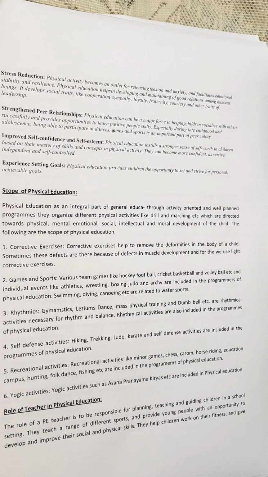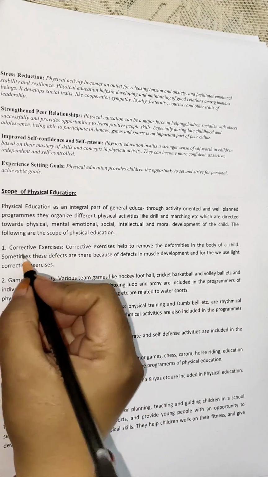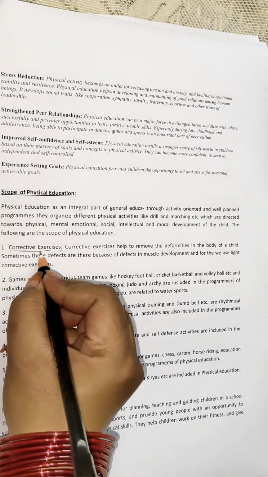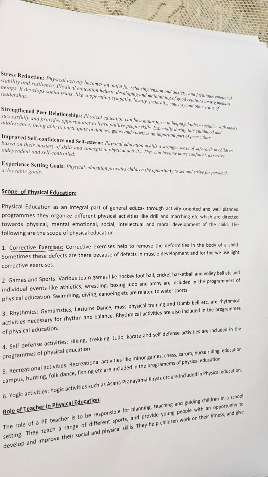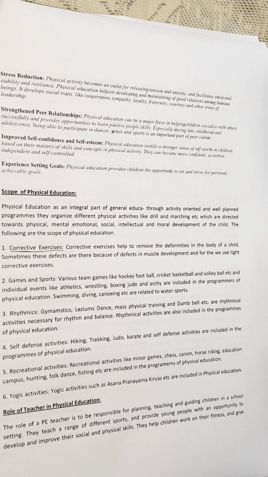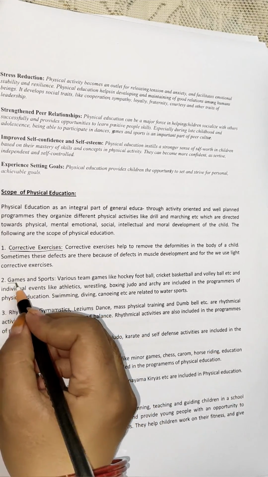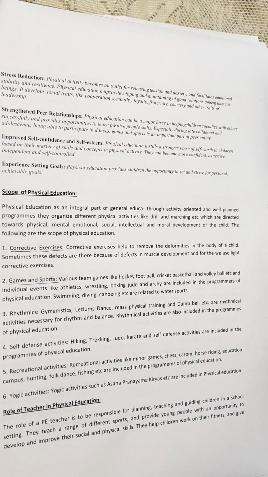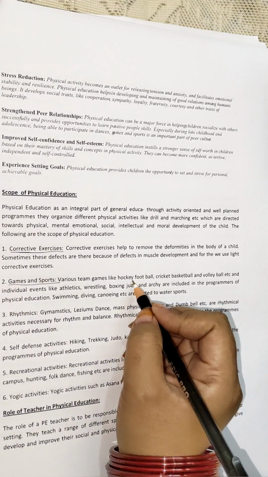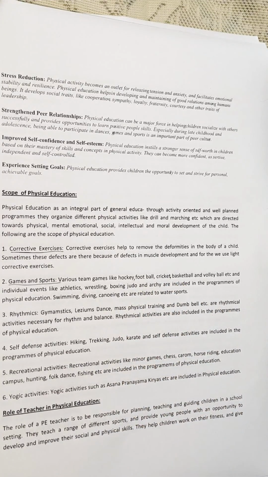First is corrective exercises. Corrective exercises help to remove the deformities in the body of a child. Sometimes these defects are there because of defects in muscle development, and for that we use light corrective exercises. Next is games and sports. Various team games like hockey, football, cricket, basketball, and volleyball, etc., and individual events like athletics, wrestling, boxing, judo, and archery are included in the programmes of physical education.